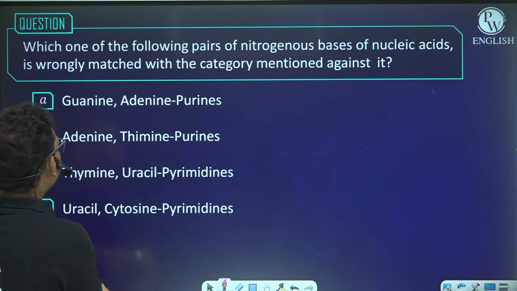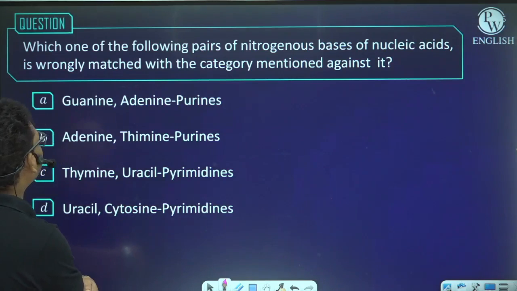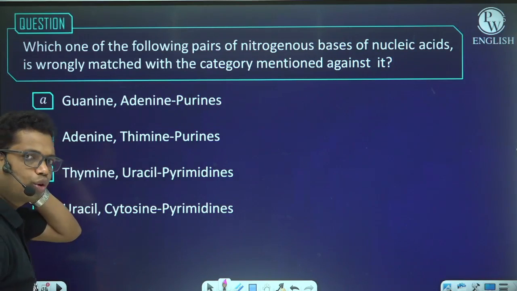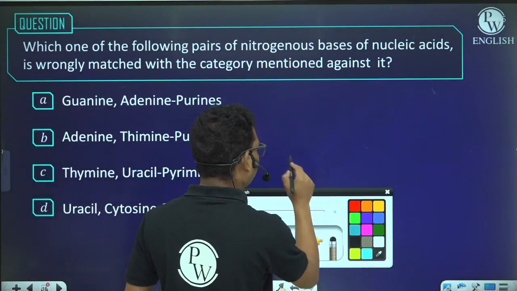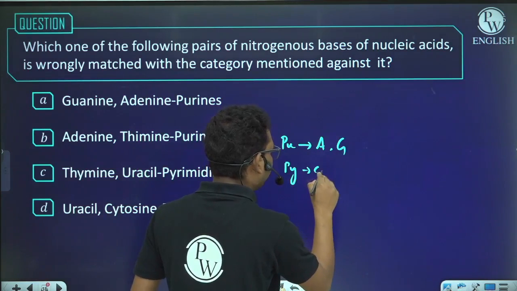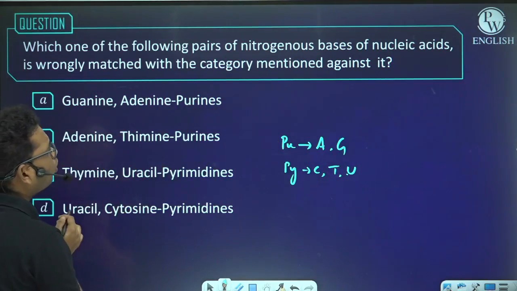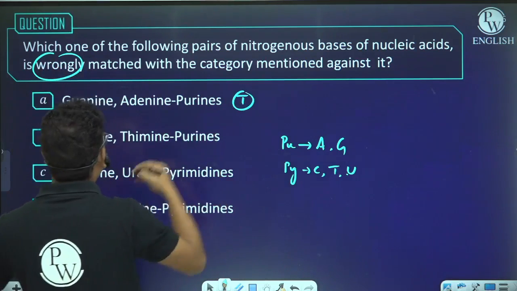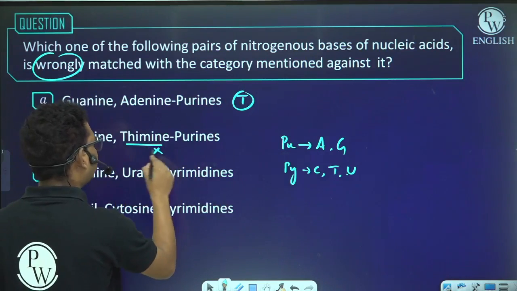Okay, next. Which one of the following pairs of nitrogenous bases of nucleic acid is wrongly matched with the category mentioned against it? See, we have two groups of nitrogenous bases, purine and pyrimidine. In case of purine, as I have already told you, I have adenine and guanine, and in case of pyrimidine, I have cytosine, thymine and uracil. So guanine and adenine, they are purine, and here the question says wrongly matched. This is a correct match, so this won't be the answer. Adenine and thymine, they are purine. No, thymine is not purine, so this is incorrect. So this will be the answer.